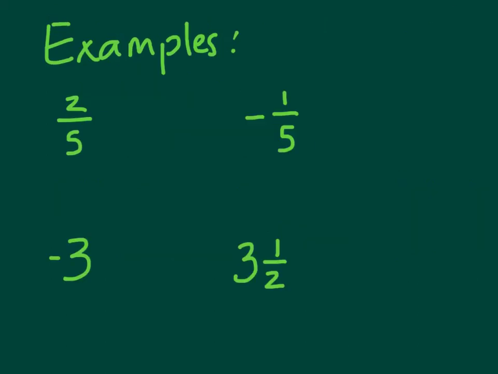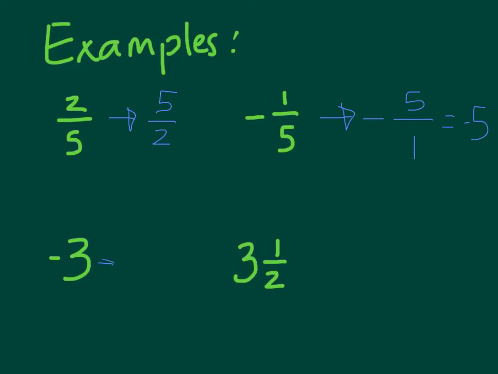Alright, so let's look at some examples. The reciprocal of 2/5 is very simple. You just switch the numerator and denominator. Alright, -1/5. Negative reciprocals are the same thing. If it's negative, we multiply by -1 because we're trying to get an answer of +1. It would be -5/1, which would just be -5.